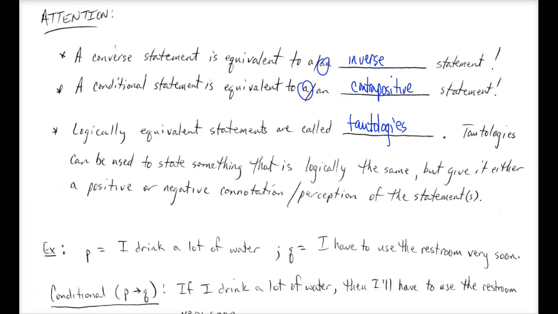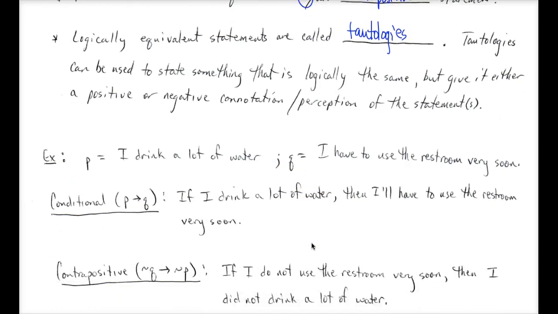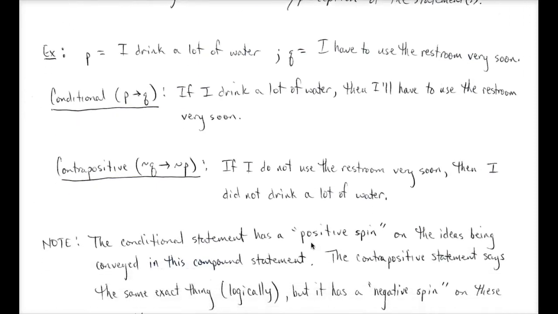All right, so moving on to the next page here, we see that a converse statement is equivalent to an inverse statement, like I've said before, and a conditional statement is equivalent to a contrapositive one. And we see why that is now, since we've built our truth tables for all of these different types of statements. Now, in the world of logic, whenever we have logically equivalent statements, we call those tautologies. And so tautologies can be used to state something that is logically the same, but give it either a positive or negative connotation. I have this example below to try to illustrate what I mean by that.